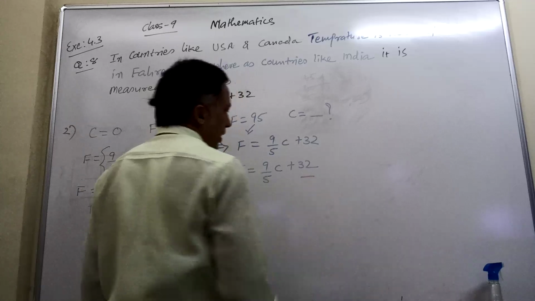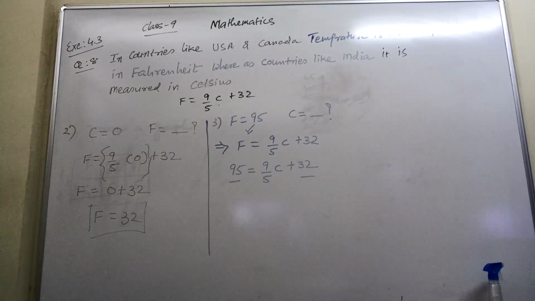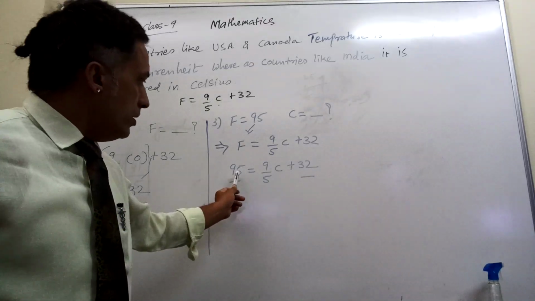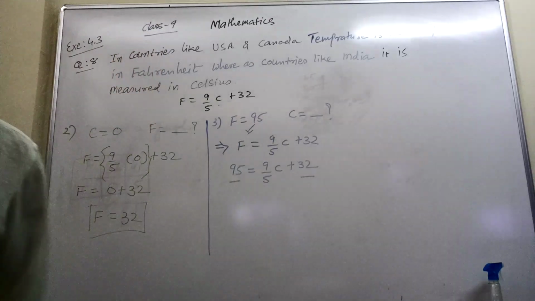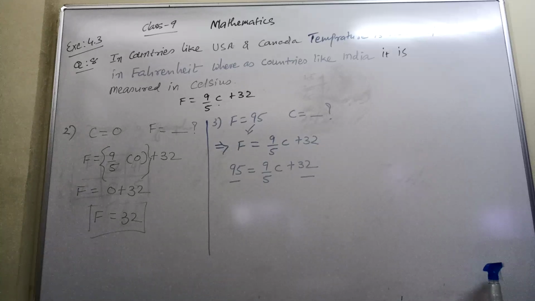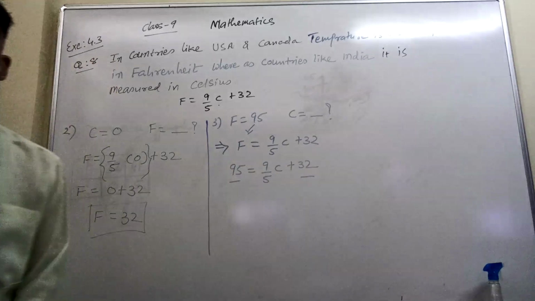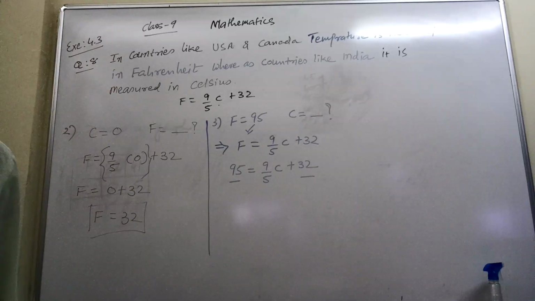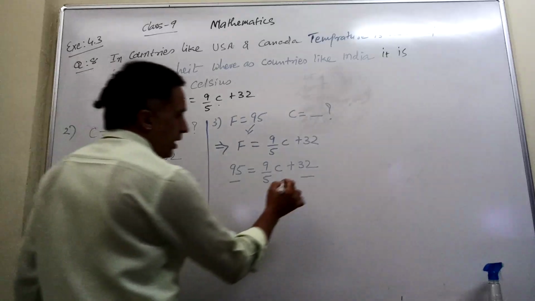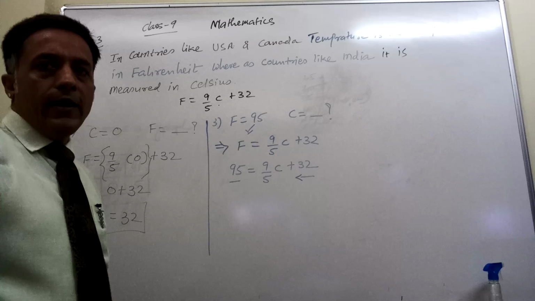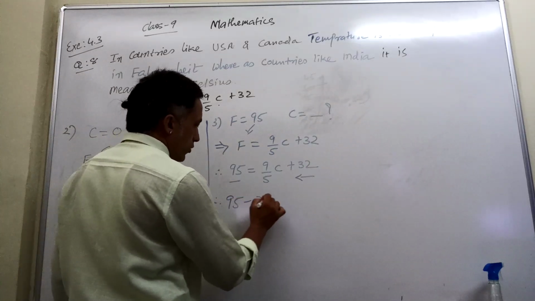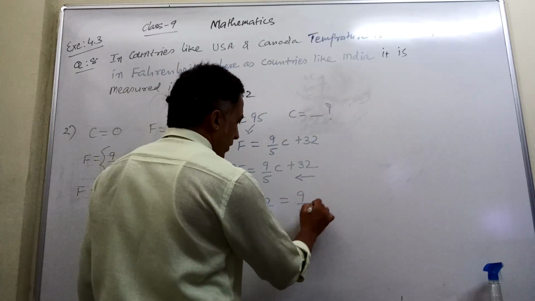This 95 and 32 are like terms. How can we say these two are like terms? Because 95 and 32 are independent terms, constants. This term is along with the variable, but the remaining two terms do not have any variable, so we can say that these two are like terms. And so I am shifting this 32 to the left side, and hence I will have 95 minus 32 is equal to 9 upon 5 into C.